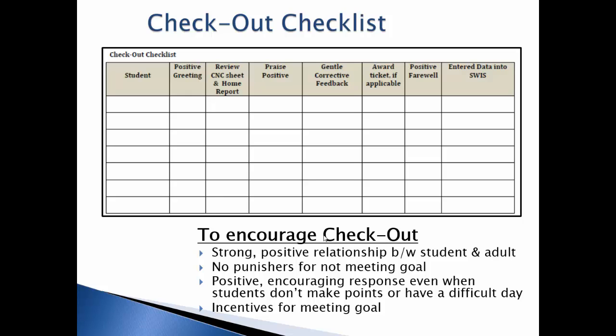Checkout. So during the checkout, again, the emphasis is really on having a strong positive relationship between the student and the adult. There shouldn't be any punishment happening if the student doesn't meet their goal. There again should be a positive interaction. So if we look at the checkout checklist: a positive greeting, a quick review of the check and connect sheet, and then we could give them the home report if we're going to have them take a home report home.